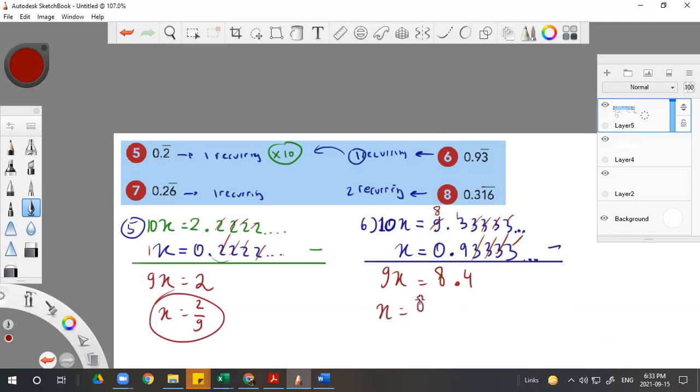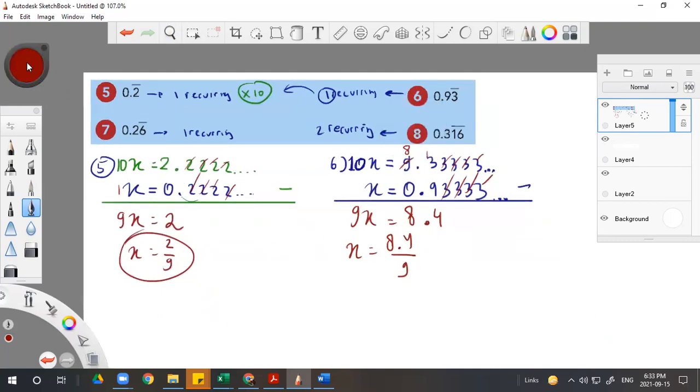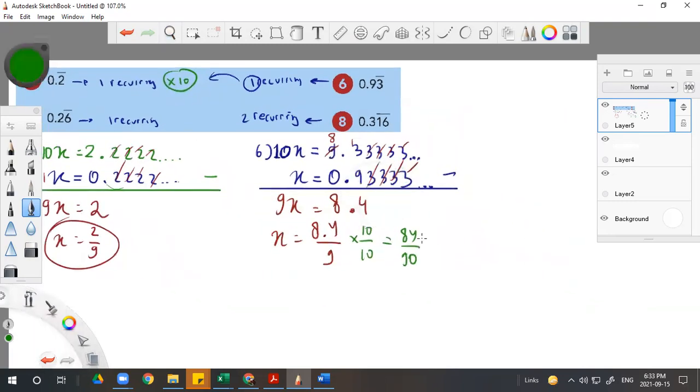So x will be 8.4 over 9. But again, this is not a regular fraction. What you need to do is try to annihilate the decimals. You multiply by 10 over 10, and it is 84 over 90. What you can do now is simplify. Divide by 2, divide by 2. You will get 42 over 45. I think you can make it simpler. Divide by 3 again. Oh, no, 45, sorry. Divide by 3, divide by 3. You'll get 14 over 15.